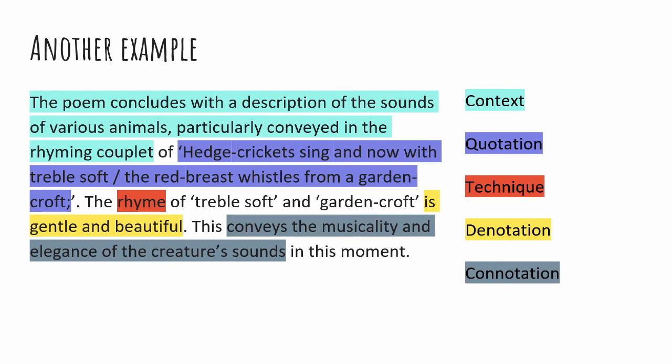So first of all, we have the context again, explaining where the quotation comes from, to give a little bit of background information to the person reading your essay and to make it all make sense. Then we have the quotation itself. We've got the technique, which is rhyme this time. And then we've got the denotation, the literal meaning of the rhyme here. And then we have the connotation, so in other words, the associations that we create in our head with the use of this technique.